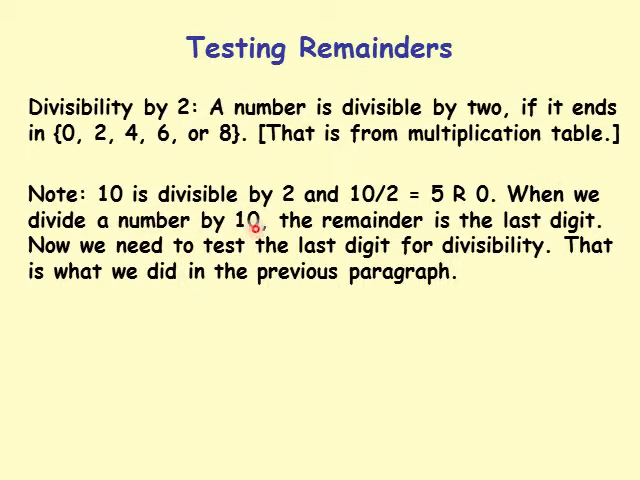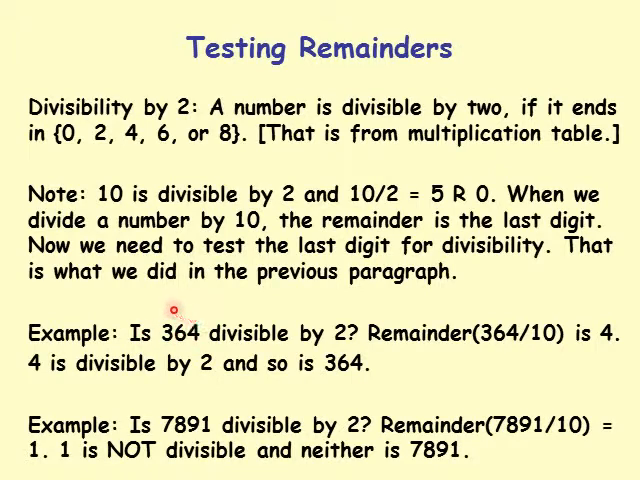Let's continue. Note that 10 is divisible by 2, and 10 divided by 2 is 5, remainder 0. When we divide a number by 10, the remainder is the last digit. Now we need to test the last digit for divisibility, and that's what we did in the previous paragraphs. We just say it ends in 0, 2, 4, 6, 8. That's the last digit, and we did that because to get the last digit we found a remainder by dividing by 10.